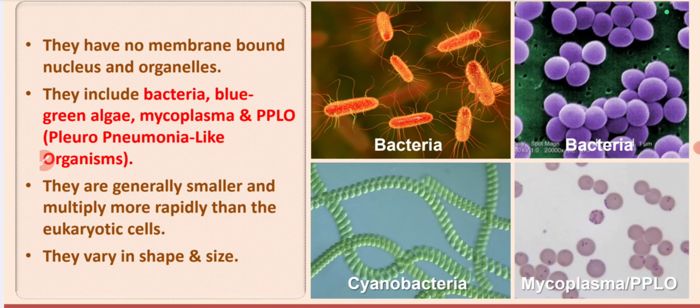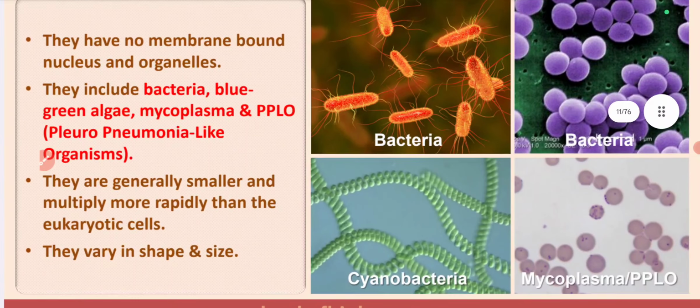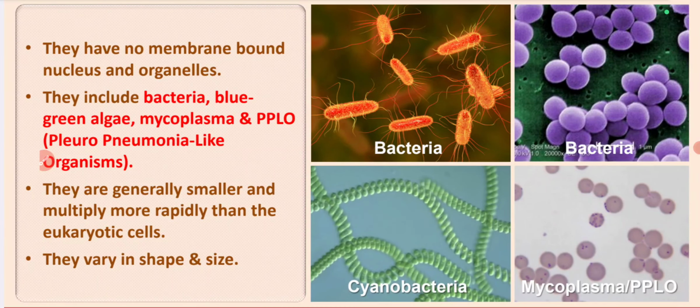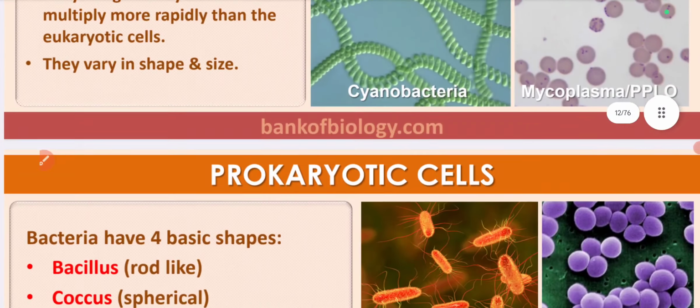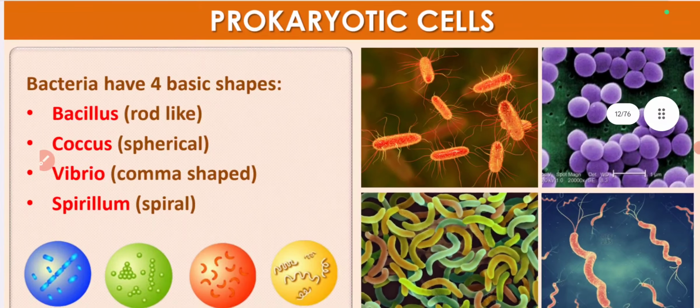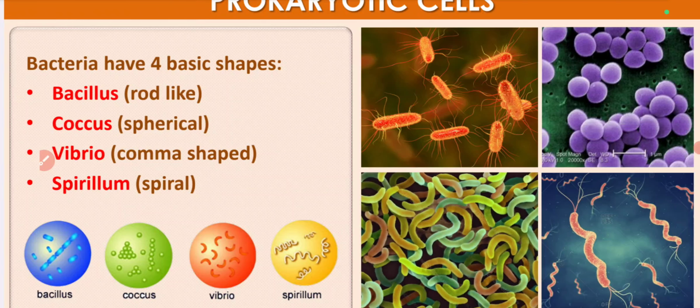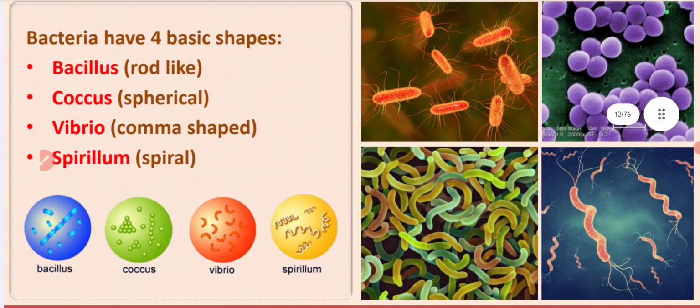They vary in shape and size. As you can see, here are some bacteria, cyanobacteria and mycoplasma, PPLO. Some diagrams are there. By watching these diagrams, your doubts on the topic will be easily cleared. Next, bacteria have four basic shapes: bacillus or rod-like, coccus or spherical, vibrio or comma-shaped, spirillum or spiral. As you can see in the diagrams, all four basic shapes of bacteria are shown.